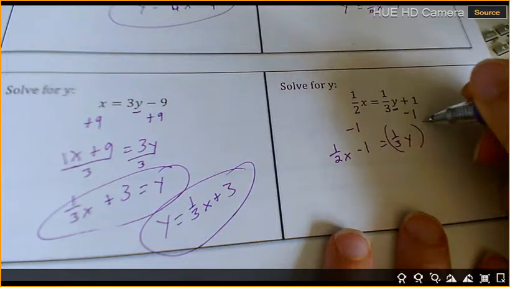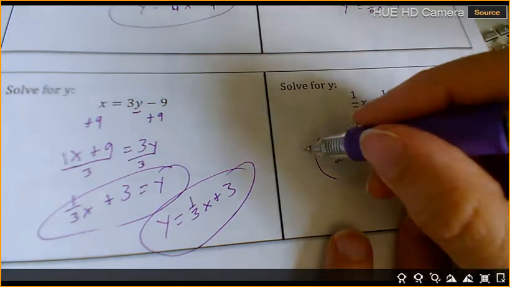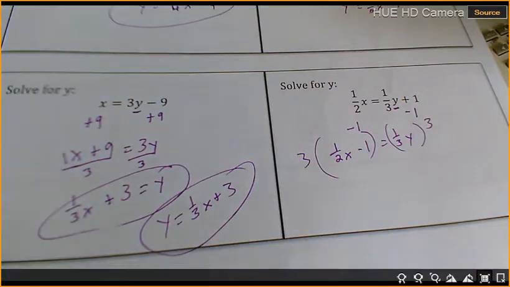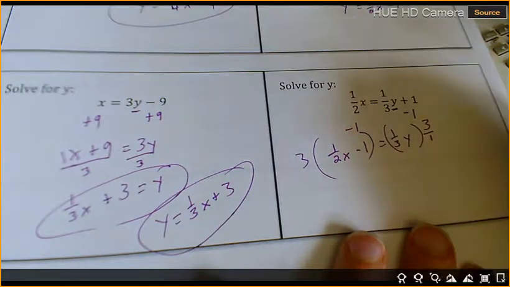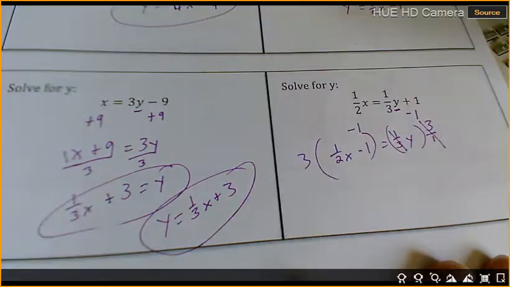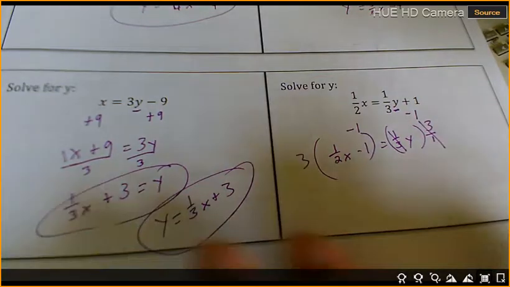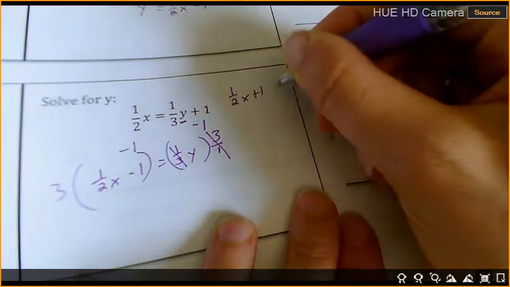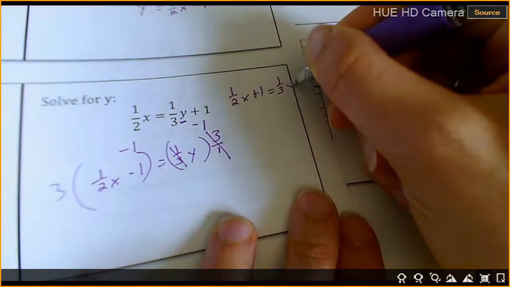I'm going to times this by 3. What's the opposite of dividing? Multiplying. So you can also multiply by 3 over 1. You could divide by 1/3, but it's the same thing. These cancel out. Yep. Okay. So I've got 1/2 x plus 1 equals 1/3 y.